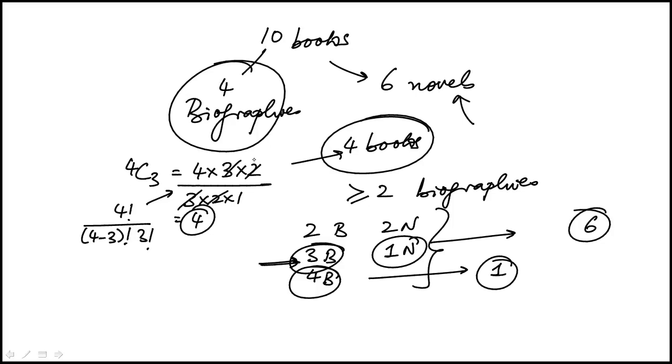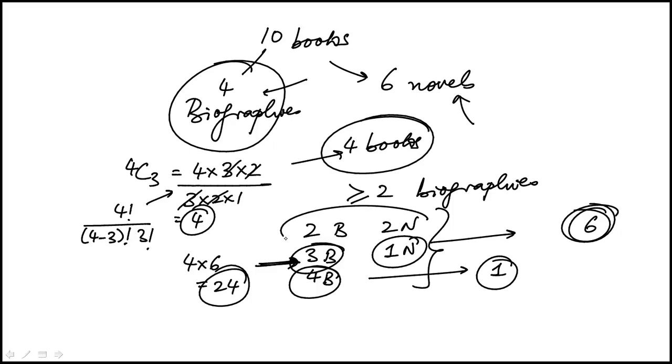So there are 4 ways I can select sets of 3 biographies from here. And the novels were in 6 ways. So the total number of ways I can select 3 biographies and 1 novel would be 4 times 6, which is 24. And then I have to do the case of 2 biographies and 2 novels.